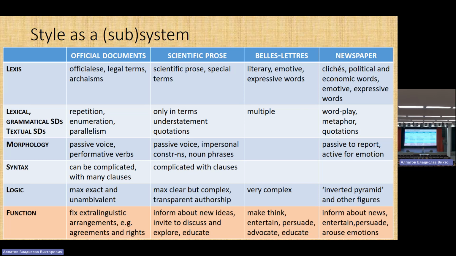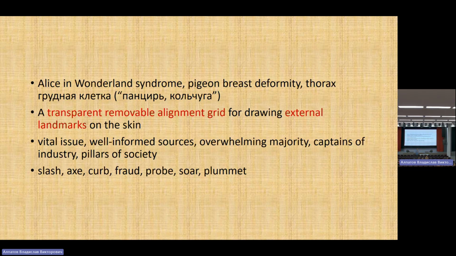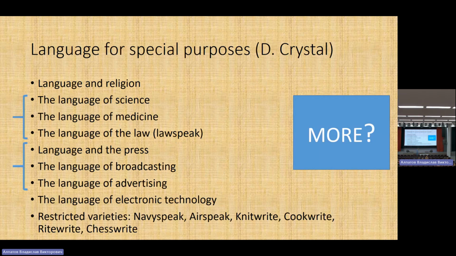The function of the newspaper style is to inform about the news, to entertain, to persuade, to arouse emotions. So different parts of the newspaper perform different functions. Right. So do we have a general picture now? Now, using a phrase from my previous lecture, you haven't seen nothing yet, right? If we think that there are only five styles, don't you think this is a little bit little? So if we compare this with what David Crystal says, he has a slightly different classification of styles.